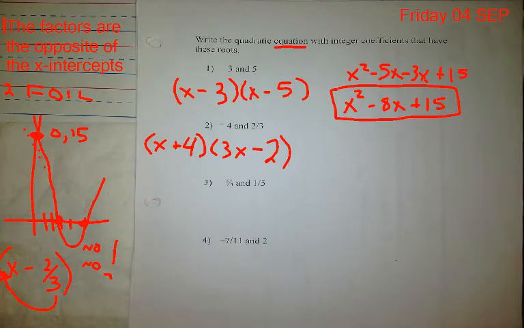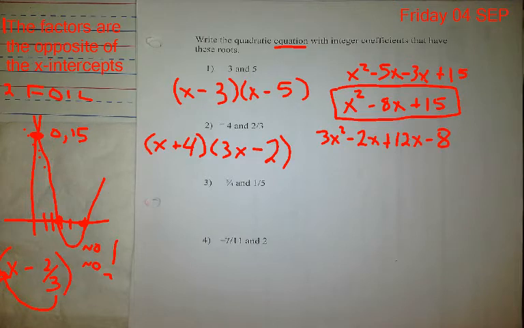Now we have to FOIL. So I'm going to say, well, the first times the first, that's easy smeezy. 3x squared. Then I do the outside. Negative 2 times x. So that's what I write. Negative 2 times x. Then I do the inside. Positive 12 times x. And finally, I do the last. 4 times negative 2 is negative 8.